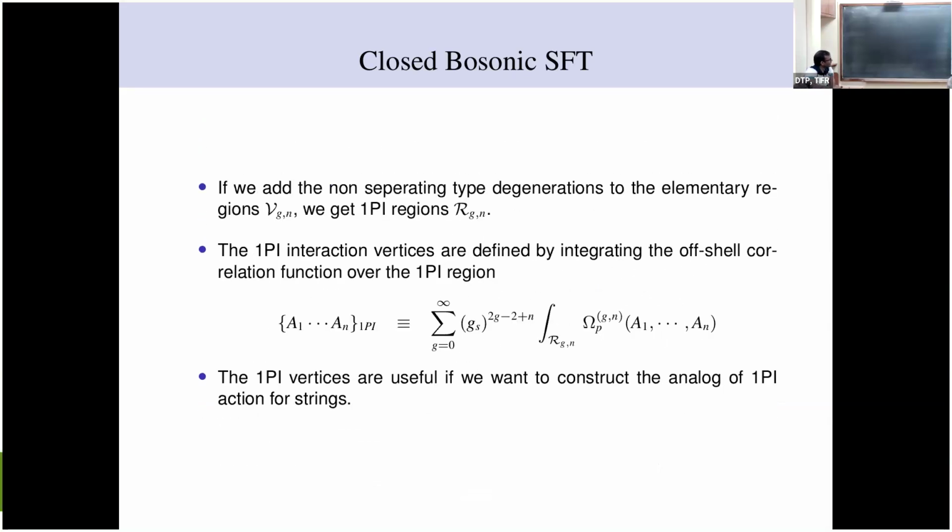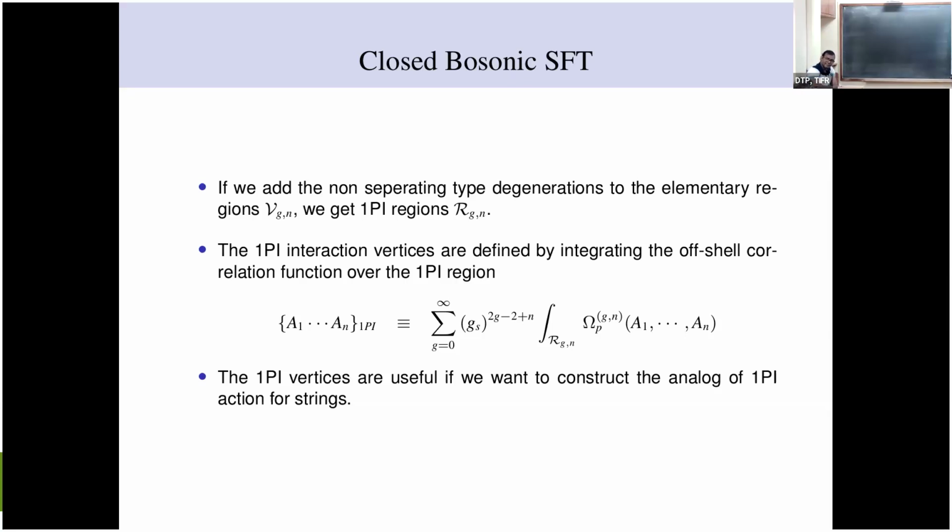Okay, so we had this elementary region VGN, and what you could do is add to VGN this non-separating type degeneration, and you would get a 1PI region RGN. And so 1PI interaction vertices are defined by the same expression as before, but now the integration is over this region. This will be useful later if you want to construct an analog of the 1PI effective action, for instance.